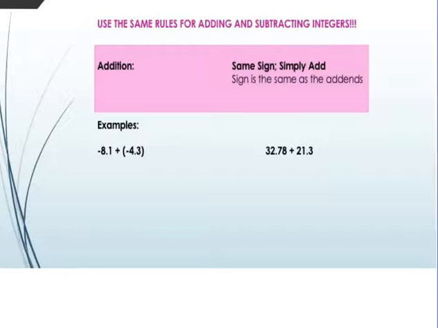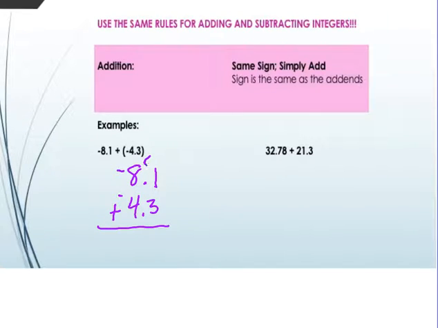Okay, now let's take it one step further. Add the little negative sign into our problem. So we're going to be adding and subtracting decimals that have negative signs. You are going to use the same rules that you use for adding and subtracting integers. So rule number 1 for addition, same sign, simply add, and the sign is the same as the 2 numbers that you added together.